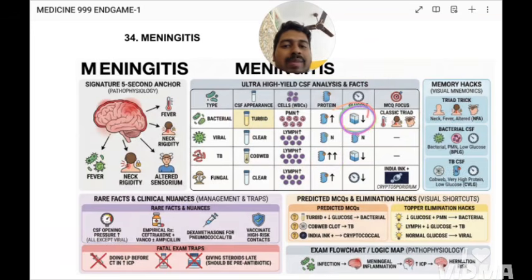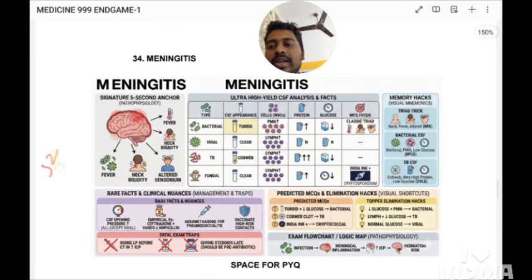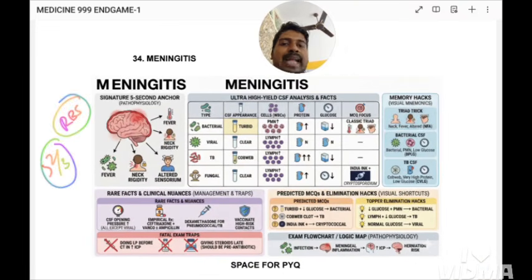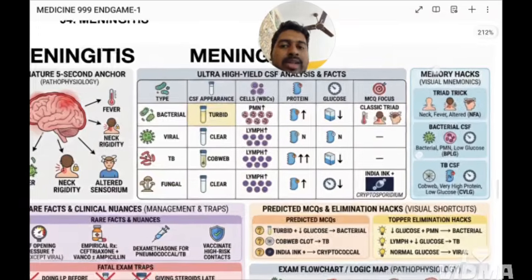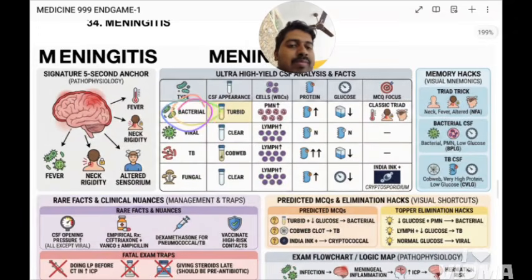Next is glucose. Glucose will decrease in case of bacterial, less than 20. What is the normal range of glucose? The normal range of CSF glucose is more than two-thirds of the random blood sugar done at that point. When you are doing lumbar puncture and collecting the CSF, at the same time you should do capillary blood glucose also. If it is more than 66% of capillary blood glucose, that is random blood sugar, then it is normal. If it is less, then we call it hypoglycorrhea. This hypoglycorrhea, that is decreased sugar in CSF, is typical of bacterial.